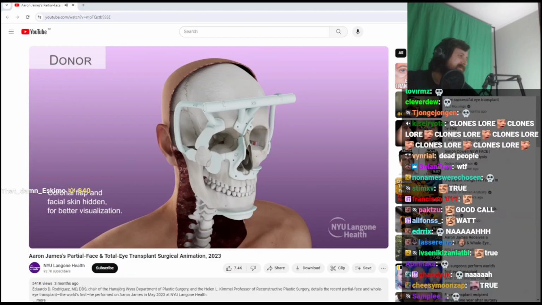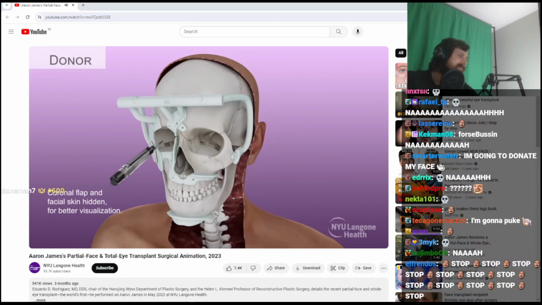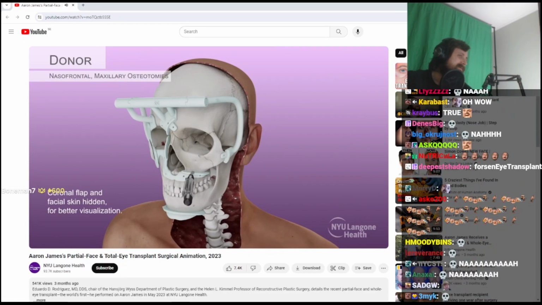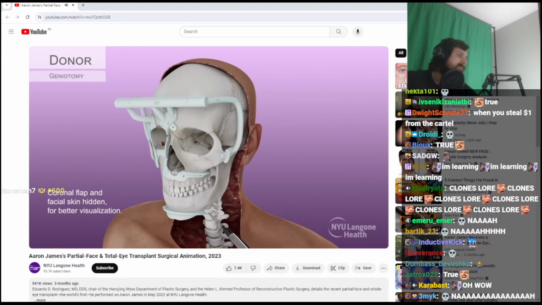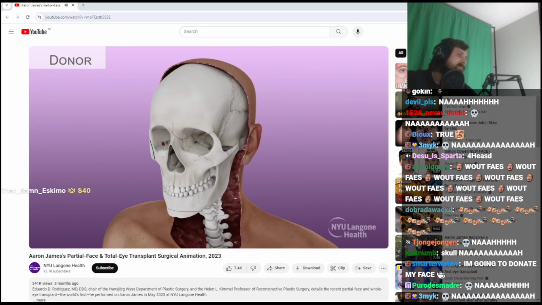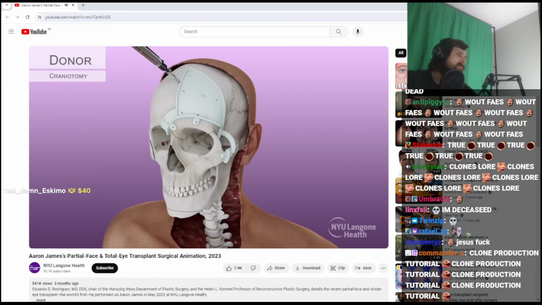Prefabricated 3D printed patient-specific cutting guides were secured and used to guide the zygomatic, nasal frontal, and maxillary osteotomies. This was followed by a geniotomy and placement of a separate cutting guide to direct the craniotomy, allowing access to the superior orbit.